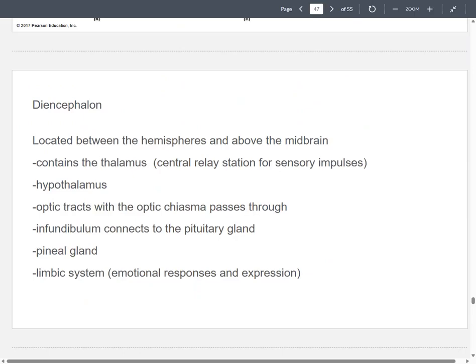That's the optic chiasma. There's going to be a little bridge called the infundibulum that connects to the pituitary gland. We're also going to have the pineal gland located here, and the limbic system. The limbic system is a series of structures that are responsible for emotional responses and expression. Now, I just said that the frontal lobe was responsible for that as well.